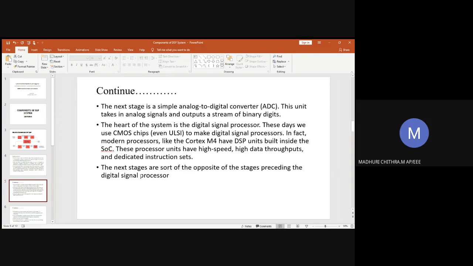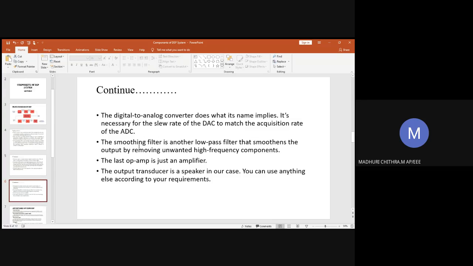Okay, the next stage is the opposite of the stages preceding the digital signal processor. Next, once we have the information, we again have to convert it from digital to analog signal, so that we can use it accordingly. The digital to analog converter does what its name implies. It's necessary for the slew rate of the DAC to match the acquisition rate of the ADC.